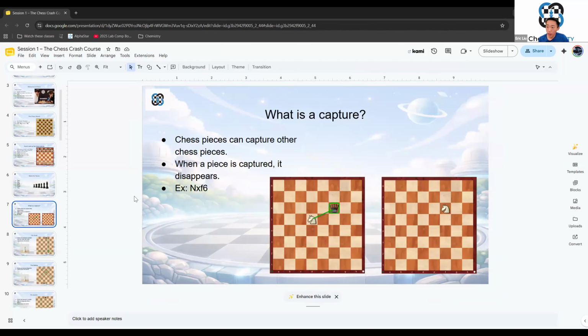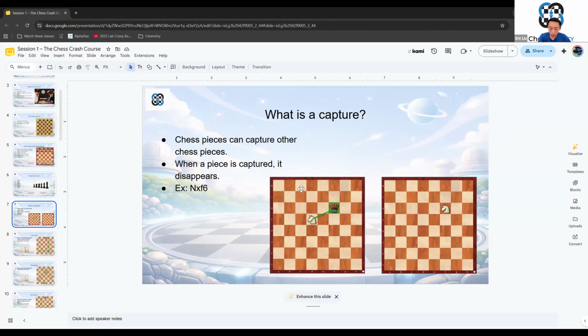Before we know how each chess piece moves, we need to know what a capture is. Chess pieces can capture other chess pieces. You can think about it as they just land on that square. Here we have a knight on d5, where I'm pointing, and it can capture the queen on f6.